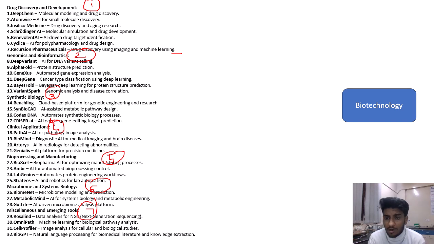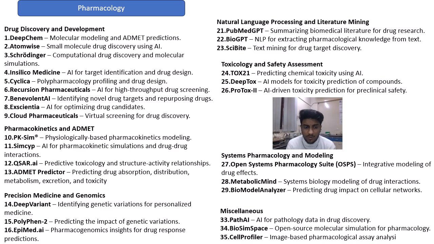So these are all important tools of biotechnology. Now, when I speak with respect to pharmacology and toxicology, so again, drug discovery and development, you have Atomwise, Schrodinger, and all for in silico studies. BenevolentAI is a new thing for repurposing. So this is a very good app, software, for repurposing. Benevolent, you can just have a look at it.